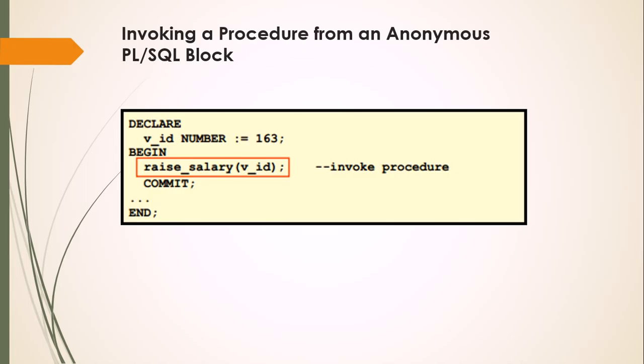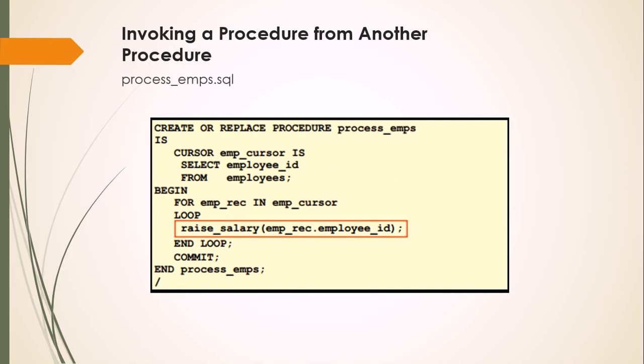Invoking a procedure from an anonymous PL/SQL block. Declare pid number, the value is 163, and begin raise_salary(pid), invoke the procedure, commit, and then end. Invoking a procedure from another procedure.